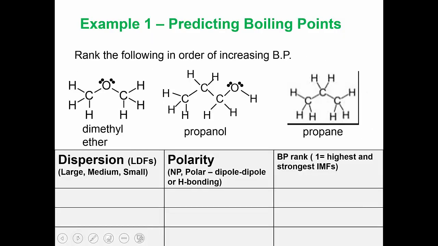So let's look at an example. This is kind of what this is leading to. We're going to compare these three molecules, dimethyl ether, propanol, and propane, and we're going to try to predict the boiling point, the order in which they boil.